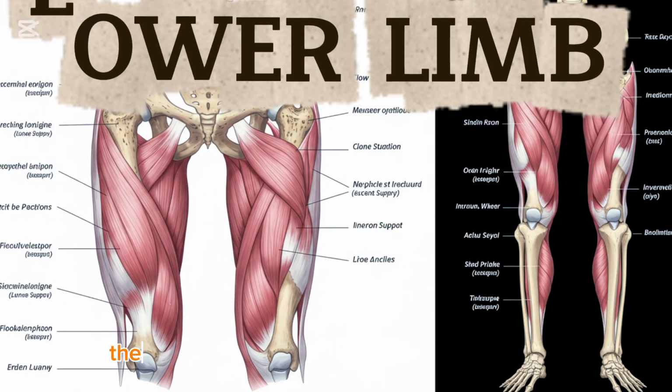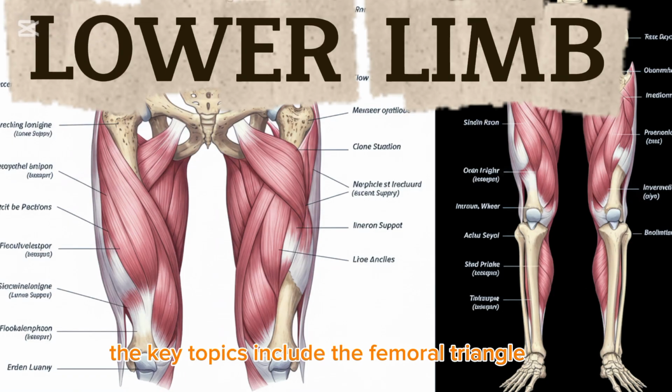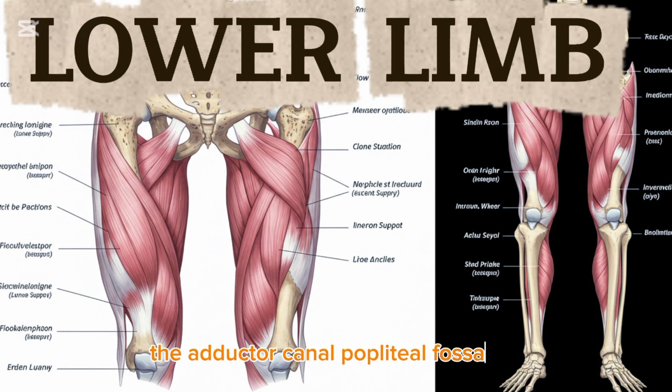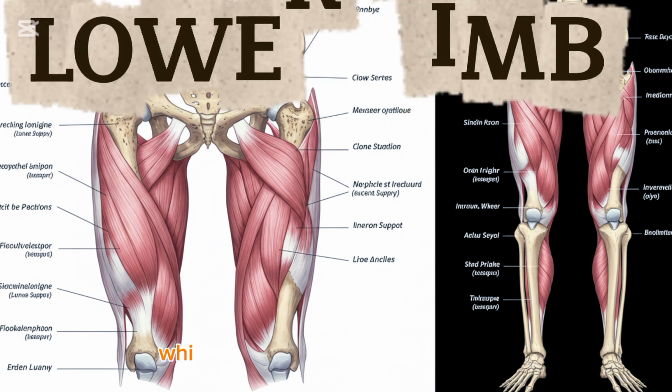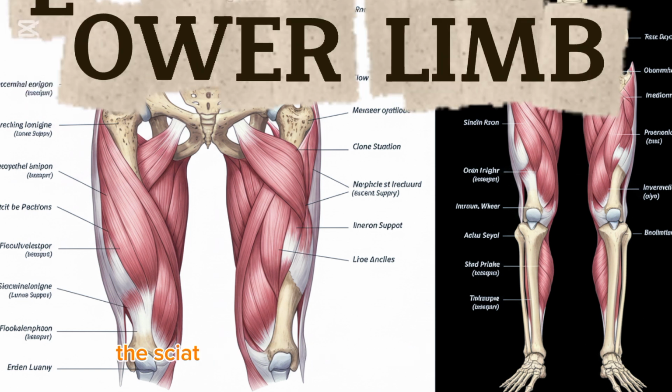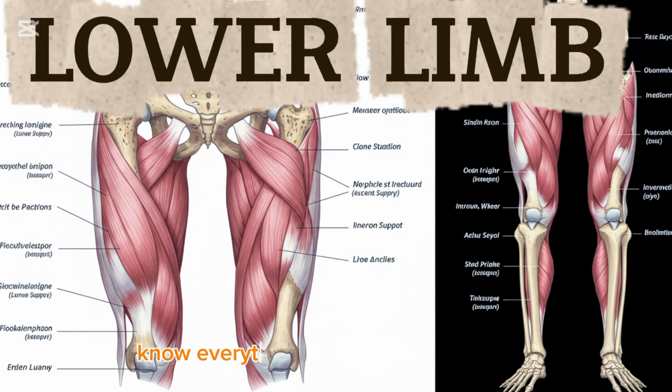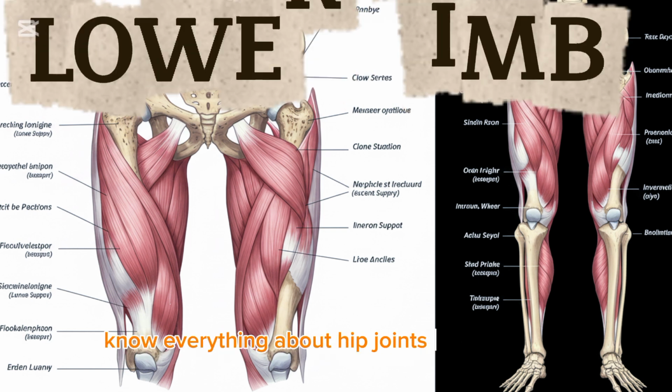Under lower limb, the key topics include the femoral triangle, the adductor canal, popliteal fossa, and nerve supply to the lower limb, which includes the femoral nerve, the sciatic nerve, and the obturator nerve. Know everything about these nerves. The hip joint and knee joint. Know everything about the hip joint and knee joint.